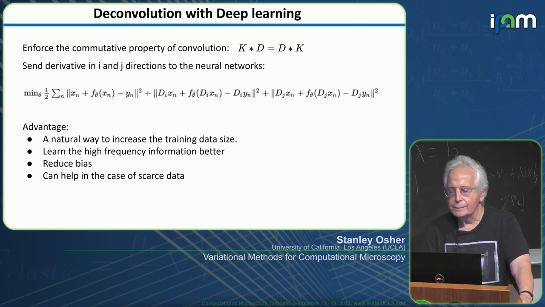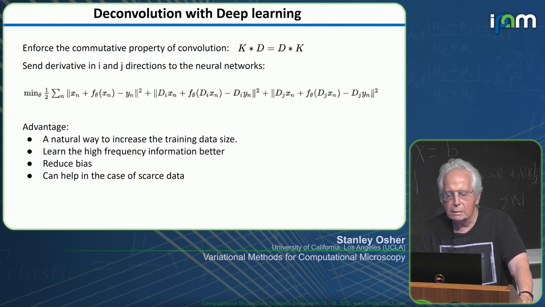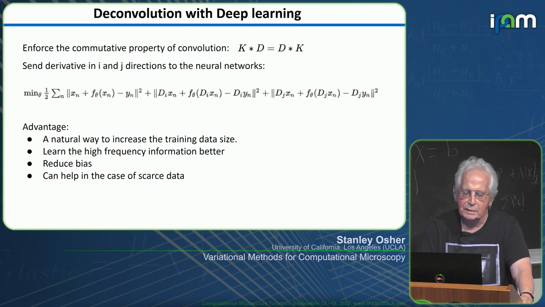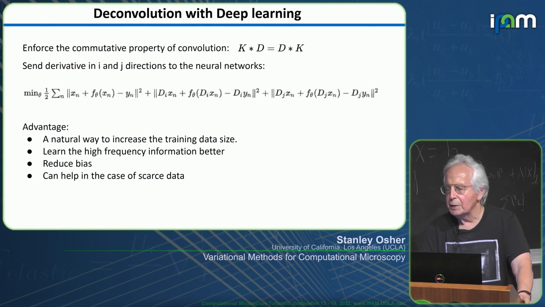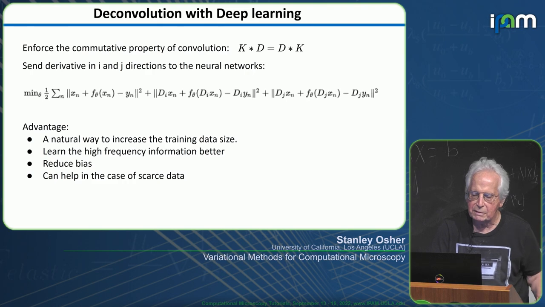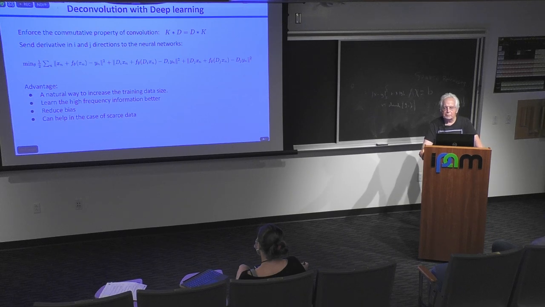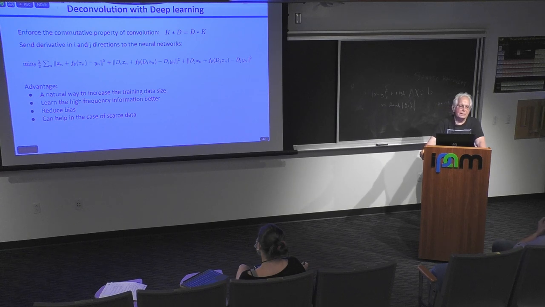The blurring is a convolution. Differentiation is a convolution. These guys commute. So you can use derivatives in both directions and optimize using the gradients. And you can get more training data by doing this without any more samples. You learn high frequency information when you're working with gradients. You reduce bias for sure, and you can help in the case of scarce data. So this is just a simple notion. Blind deconvolution is a tough problem. In fact, it's an impossible problem without more information. But more information is what you use in AI, if you can, and that's what this does.